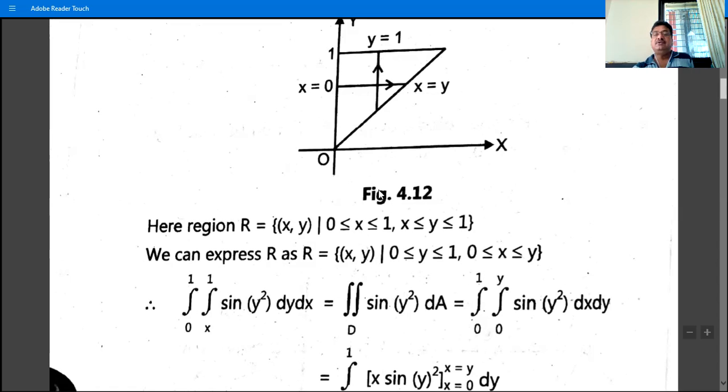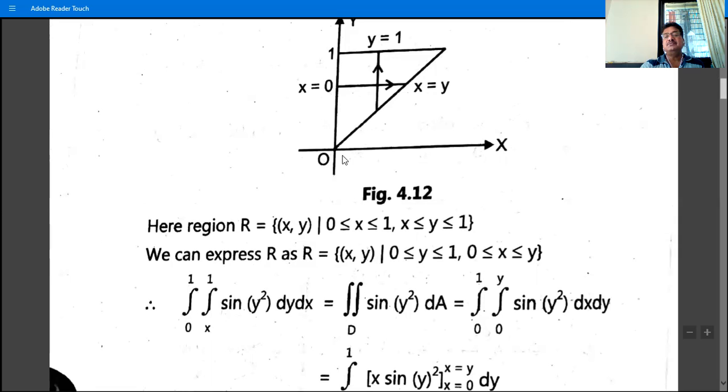How can we write the two values of x? The strip's one end touches the line x equals 0, so x equals 0 is the lower limit, and x equals y is the upper limit, because the other end touches the line x equals y. So y is the upper limit of x. And then in order to cover this region, we have to move this strip from this point to this point.